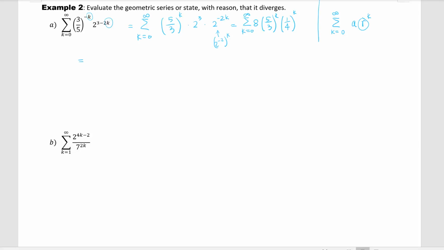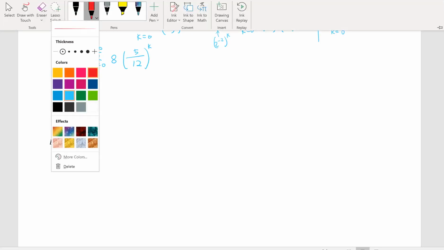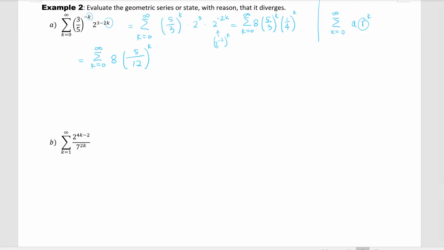And let's continue. So we have k from 0 to infinity. 8 stays here. And then we combine all the things inside the k. So 5 in the numerator, 3 and 4 in the denominator. That gives us 12. Okay, so what is r now? R is whatever is inside the k. Okay, so r is 5 over 12, which is less than 1.